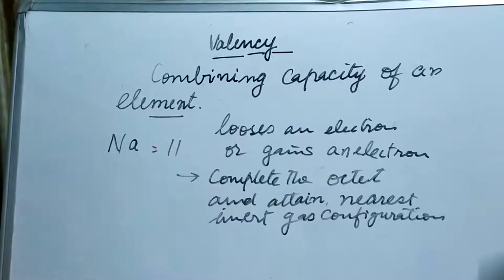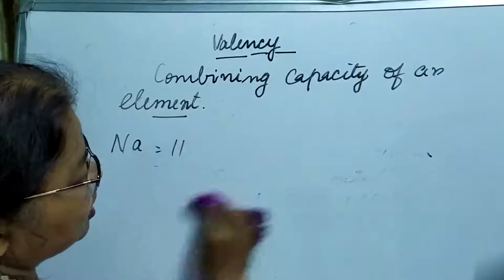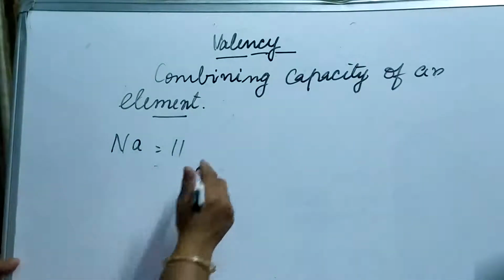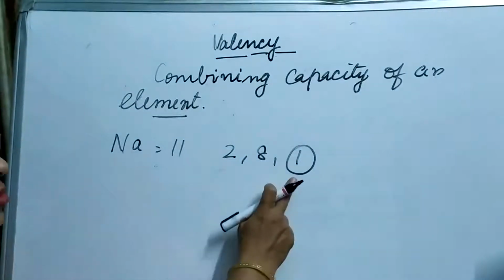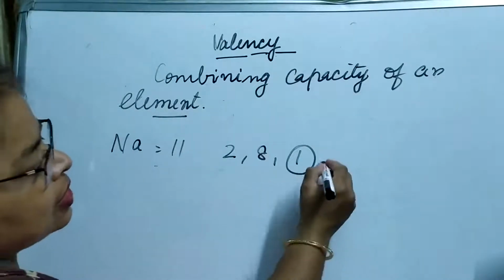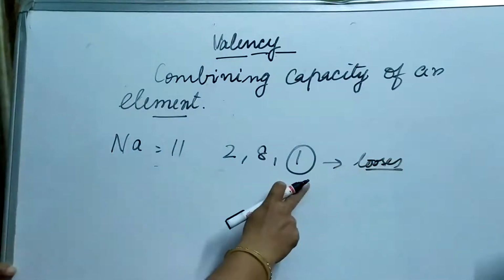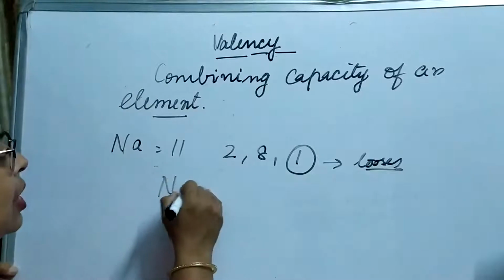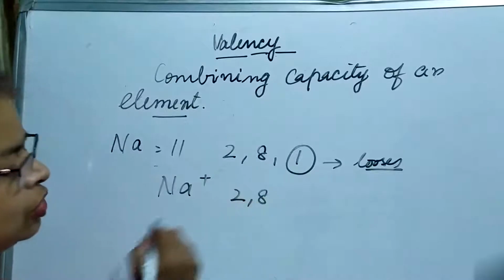Atomic number is 11. So what is the configuration of the electrons present in sodium? They can be arranged like this: 2, 8, 1. Now this one electron is making it unstable. So to attain stability, it loses this electron, and it gets a positive charge on it. So now the number of electrons is 2, 8.